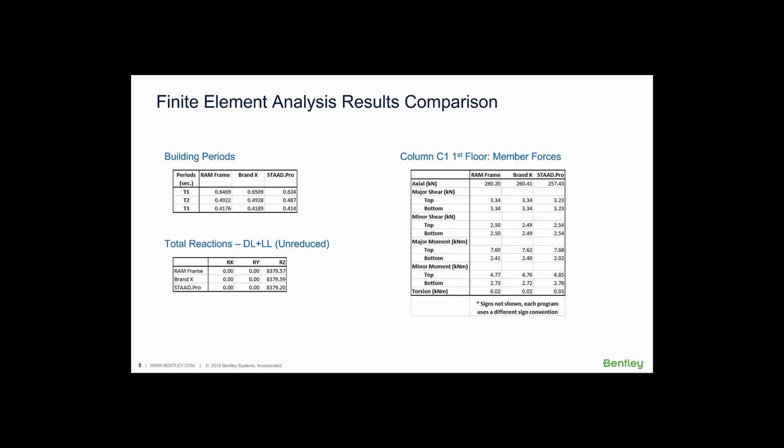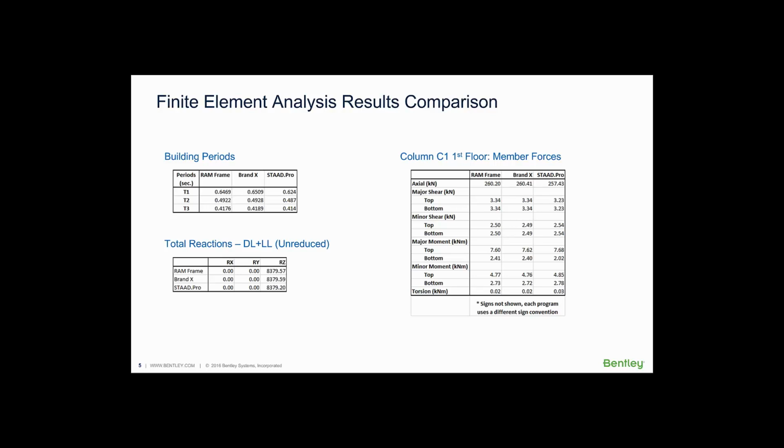And again, the vertical reaction for RAMFrame, well, for all three of them, is 8,379 kilonewtons. This model happened to be in SI units. And the difference in the total reactions for all three programs is out there at the decimal place. So again, we see very close comparison between results.